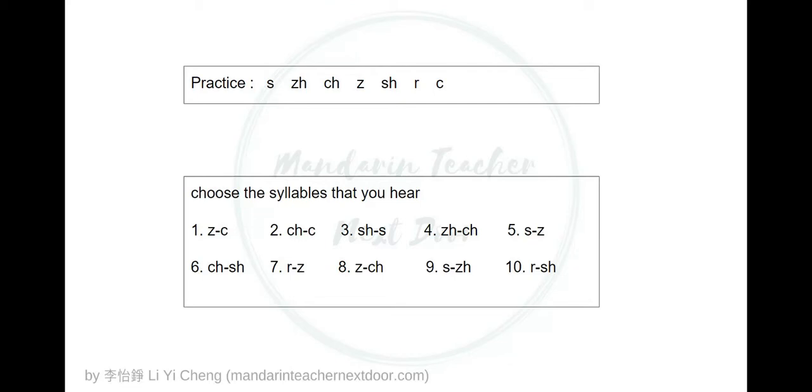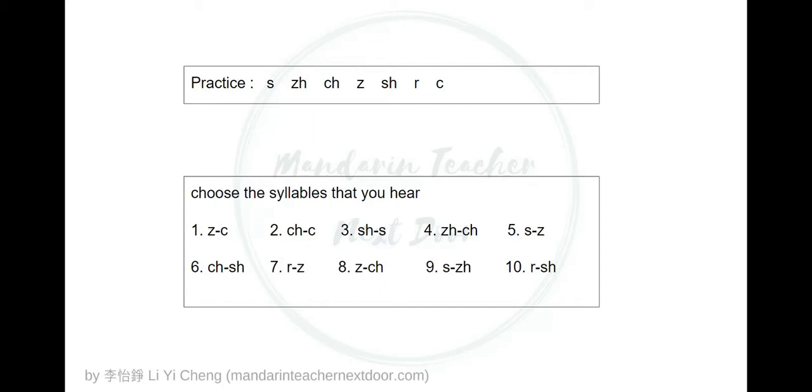撕 撕. Left or right? The answer is the right one. S or si? 撕 撕. How do you pronounce the left one? sh or shi? 诗 诗. Good. Number 4.